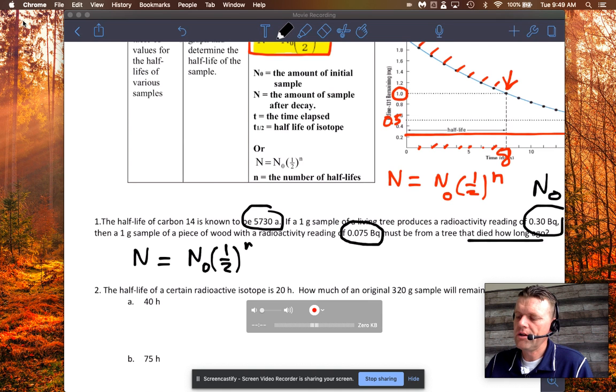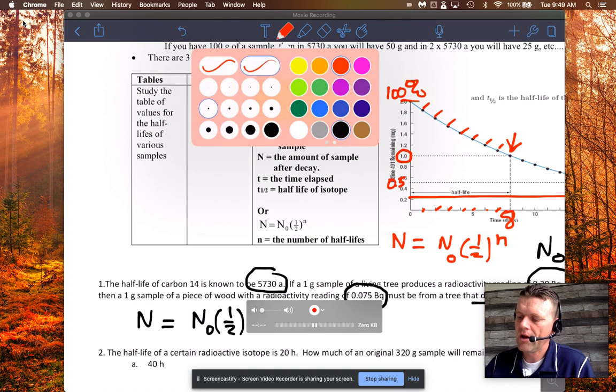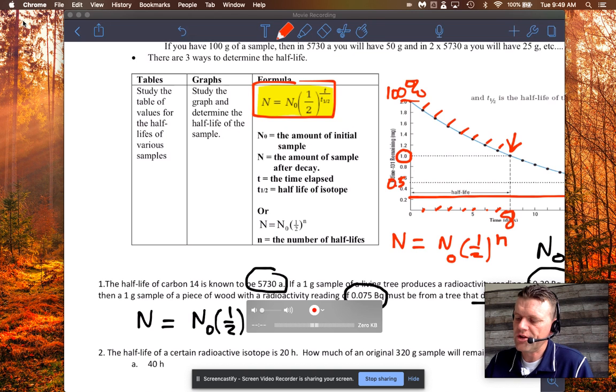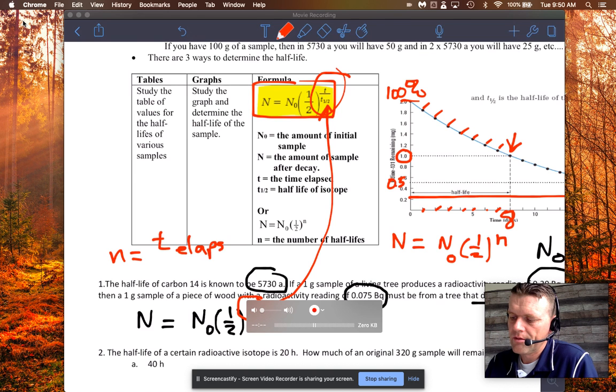So what we need to know is we're actually trying to determine how old the tree is. What's really helpful with both of these variations, if you use the one from your formula sheet, which I just wrote, you can see here that this little n is the same as this ratio right here, t over t 1/2. Maybe I'll write that right here. n is really the ratio of the elapsed time over the half-life time.